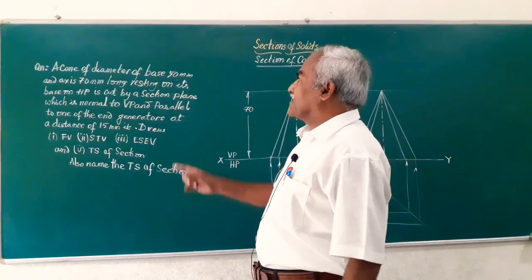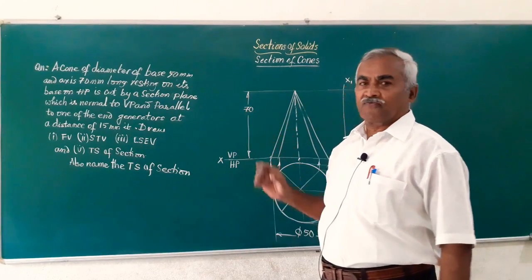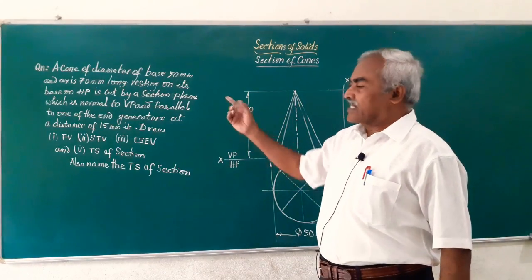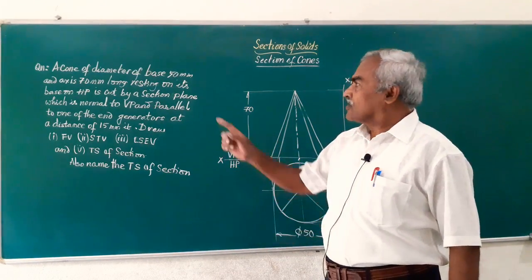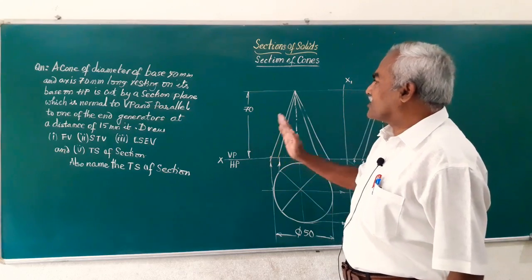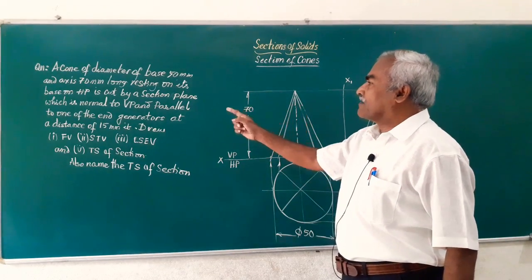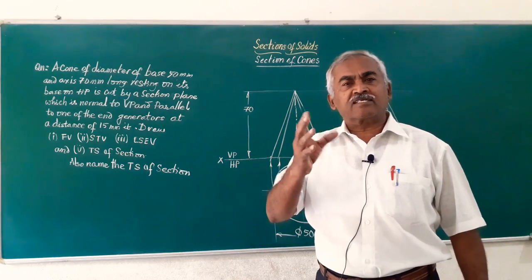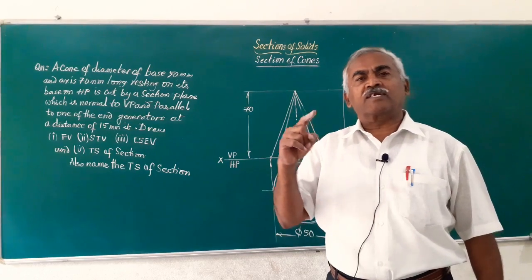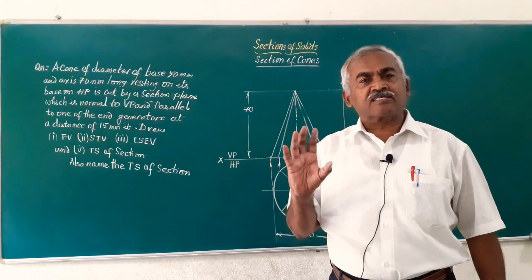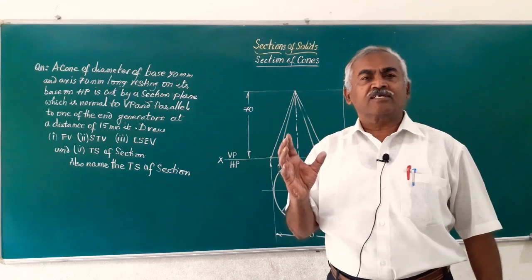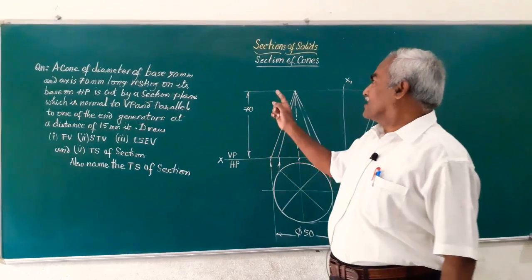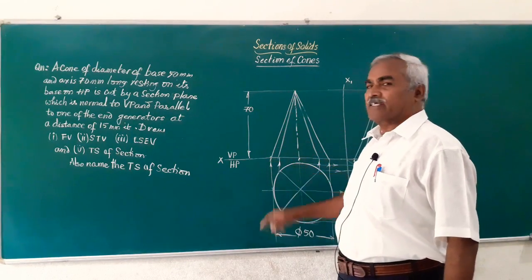The question reads like this: a cone of diameter of base 50 mm and 70 mm long, meaning the height of the cone, resting on its base on HP, is cut by a section plane which is normal to VP and parallel to one of the end generators. That is, there will be two end generators, one at the left end and one at the right end. Since this cone has no edges, we are going to assume a suitable number of generators connecting the vertex of the solid to the base of the solid.